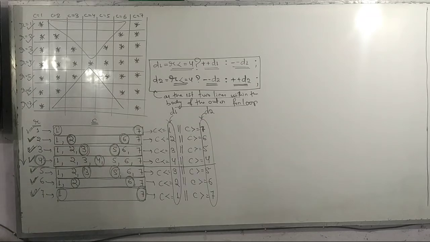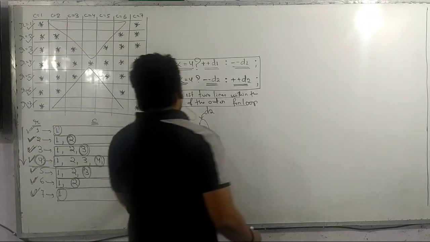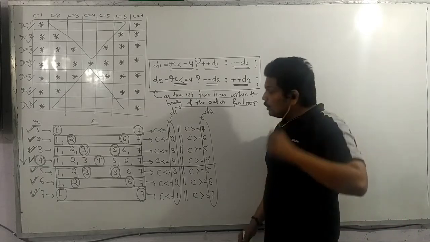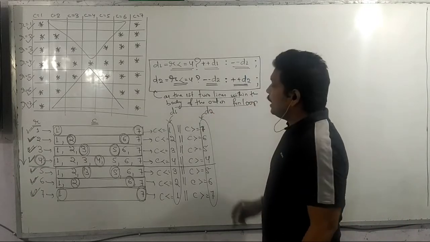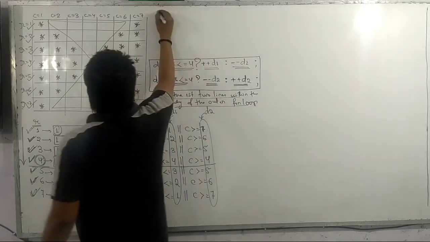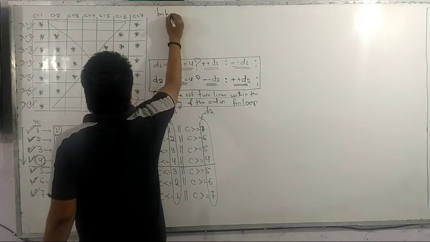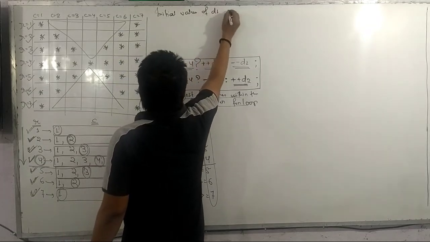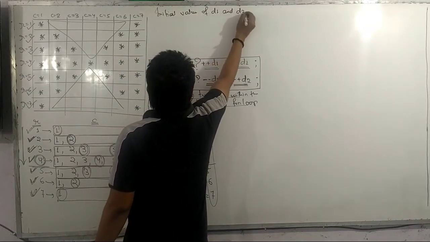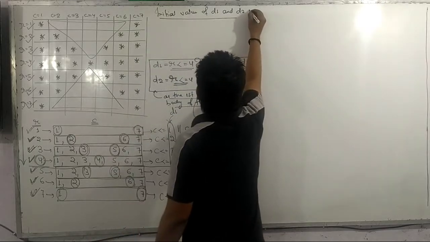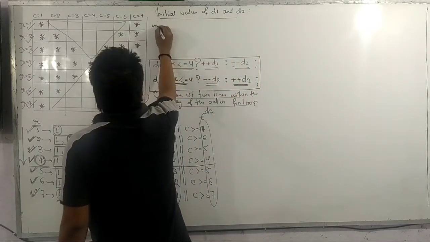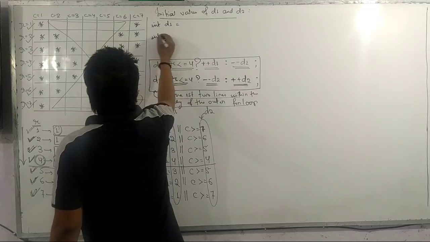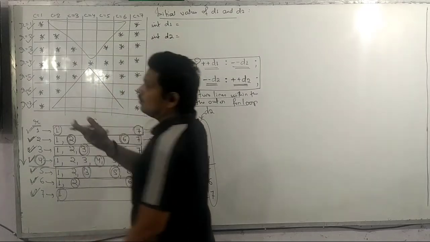So this is the logic. Okay, this is the logic. Then now the question arises, what should be the initial value of D1 and D2? So int D1 is equal to what and int D2 is equal to what?